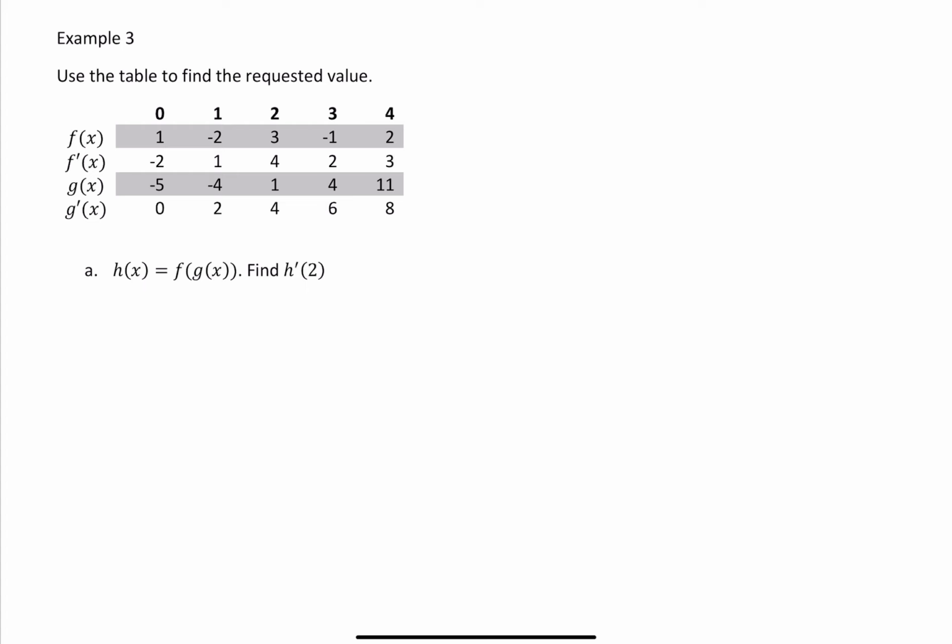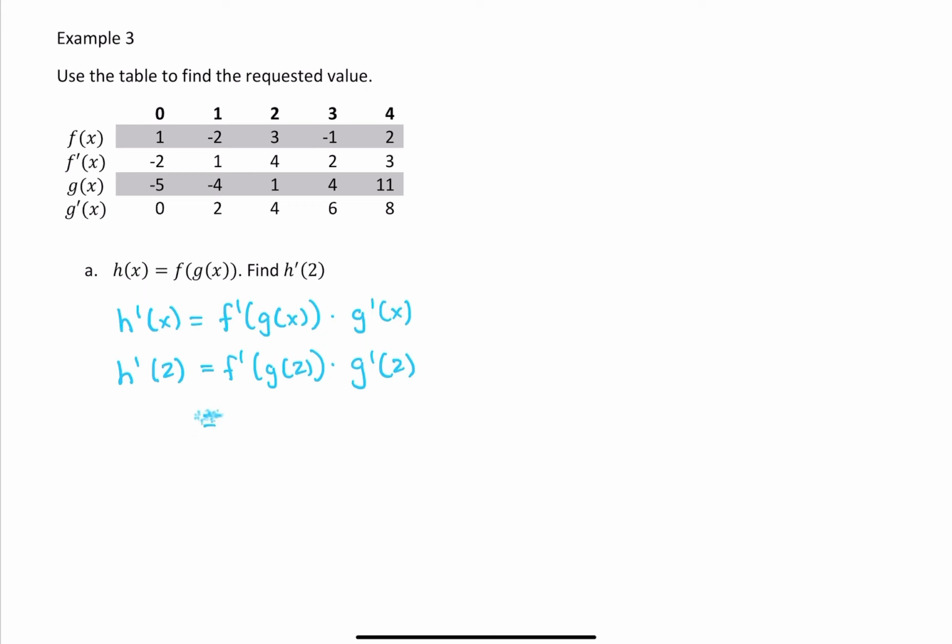So h prime of x is the derivative of the outside function, so f prime of g of x, multiplied by the derivative of the inside function. This is the literal definition of the chain rule. So h prime of 2 is going to equal f prime of g of 2 times g prime of 2.